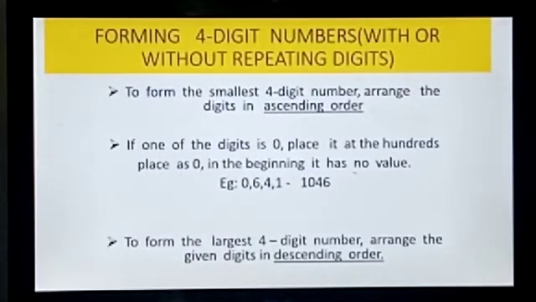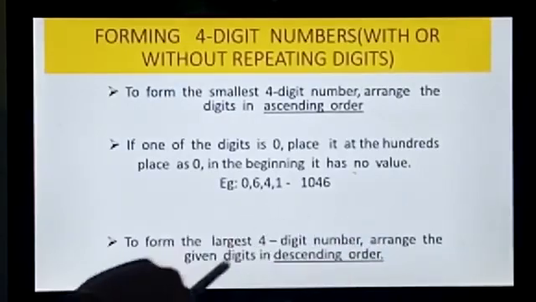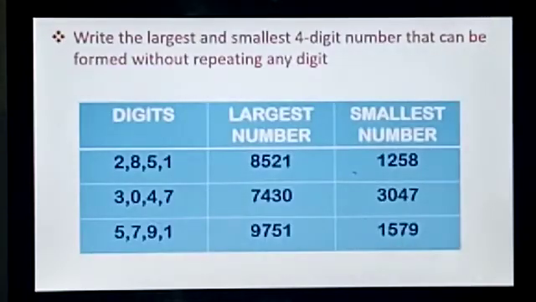And coming to the third point, to form the largest four-digit number, arrange the given digits in descending order. So, for getting the largest four-digit number, you need to remember that you need to write the digits in descending order. So, these are the points which you need to remember, children, to form the smallest and the largest four-digit numbers. So, let us see some examples now.